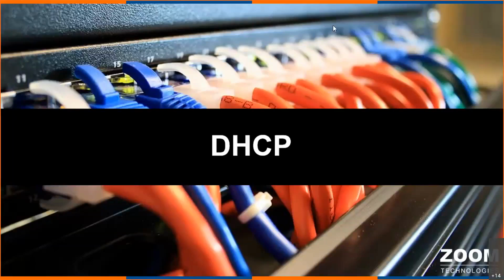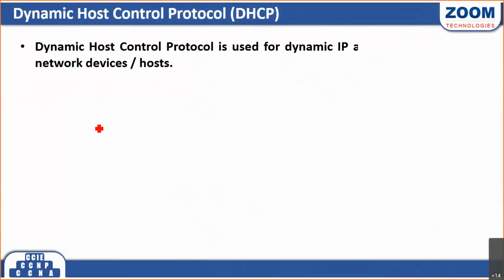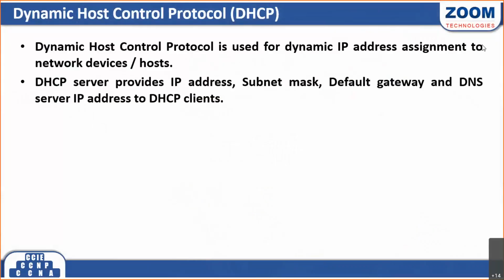DHCP, Dynamic Host Configuration Protocol. We can configure DHCP in Cisco routers, then the Cisco router will offer dynamic IP address assignment to all DHCP clients. So what will DHCP do? It is used for dynamic IP address assignment to network devices, network hosts. The DHCP server provides IP address, subnet mask, default gateway, and DNS server IP address to DHCP clients.